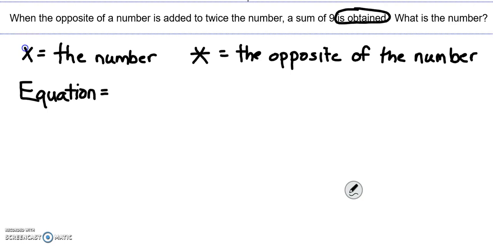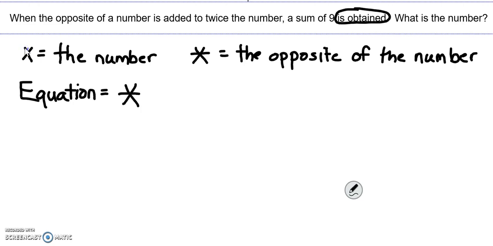All right, let's take it slow and easy. When the opposite of a number, how will I write the opposite of a number? The problem starts off and says when the opposite of a number. How will I write that? Help him out. Star. Exactly. When the opposite of a number, we write the opposite of a number as star.